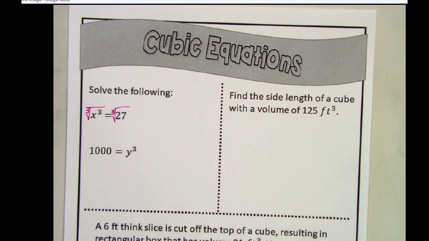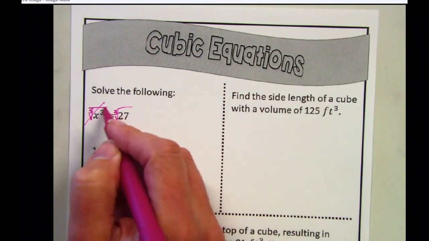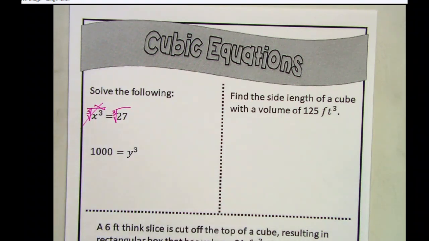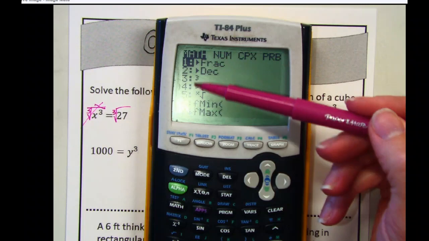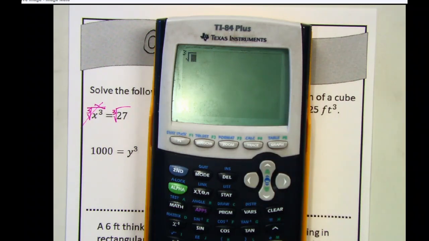Is that what you meant? Okay, do you remember where to find that in your calculator? Do I need to remind you? I will remind you. So right here under math, you would be looking for that fourth option right there.